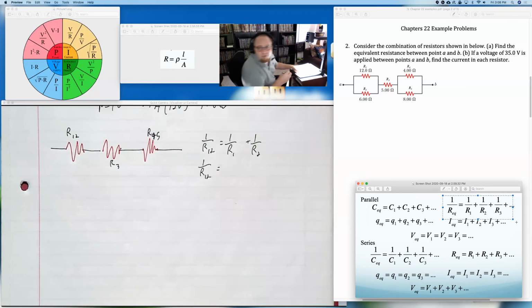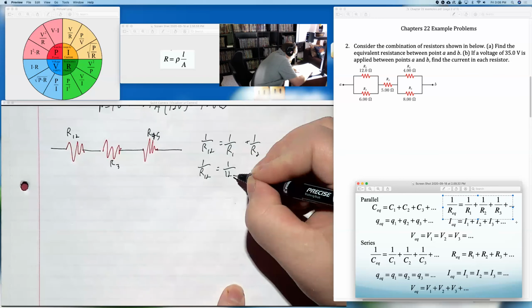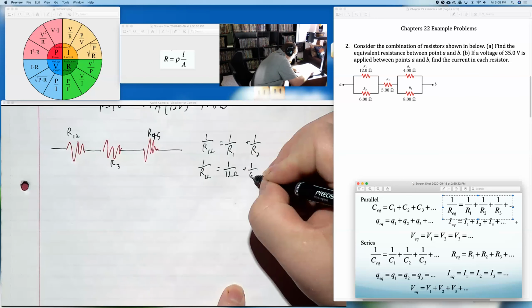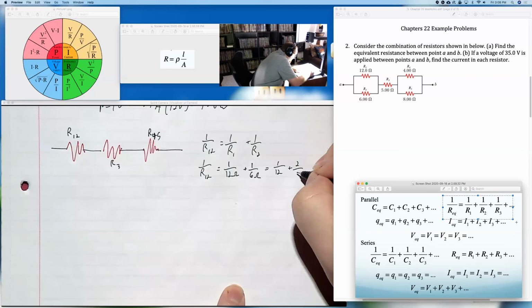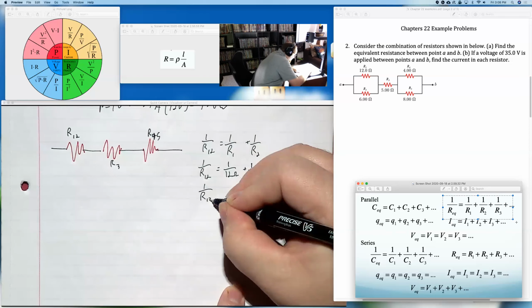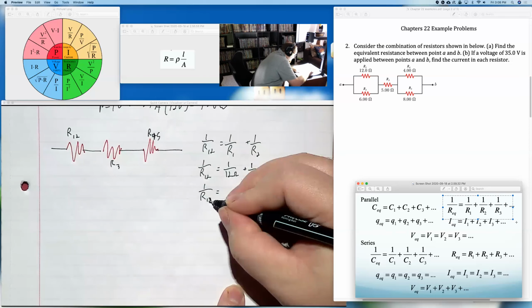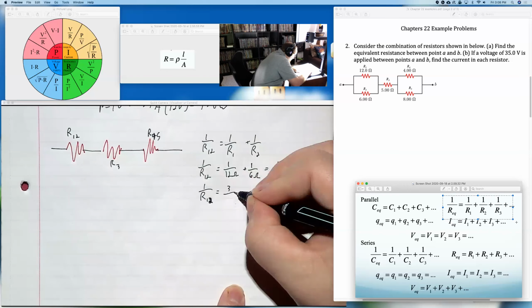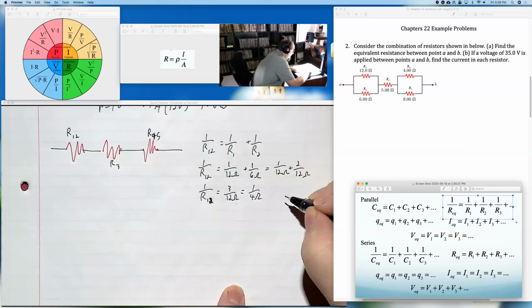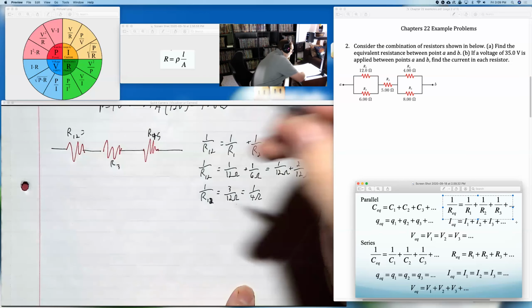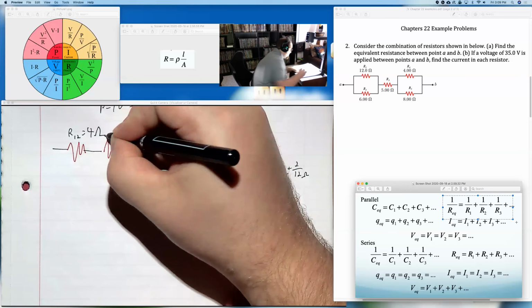And using the numbers, was it 12 and 6? 1 over 12 ohms plus 1 over 6 ohms, which is the same as 1 over 12 plus 2 over 12. We get that 1 over R12 is 3 over 12 ohms, which is a fourth. But that's not R12, that's the inverse of it. So R12 is 4 ohms.